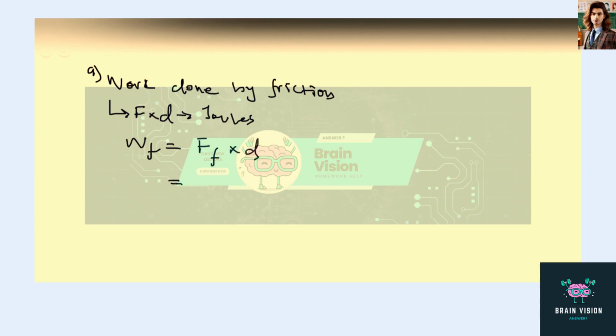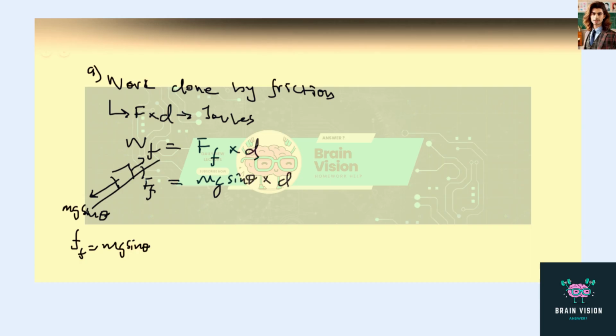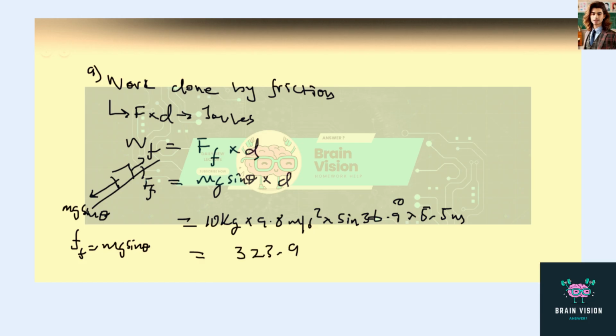Remember, frictional force acts in opposition to the force pushing the object downwards. That force happens to be mg sine theta. So frictional force has to equal that for the object to move up the incline. So this is going to be mg sine theta times the distance traveled on the incline, and we can plug in the numbers. 10 kilograms times 9.8 meters per second squared times sine of 36.9 degrees times the distance traveled by the object on the incline, rounding our answer to 323.9 joules. Okay, so that's what we get for the work done by friction.